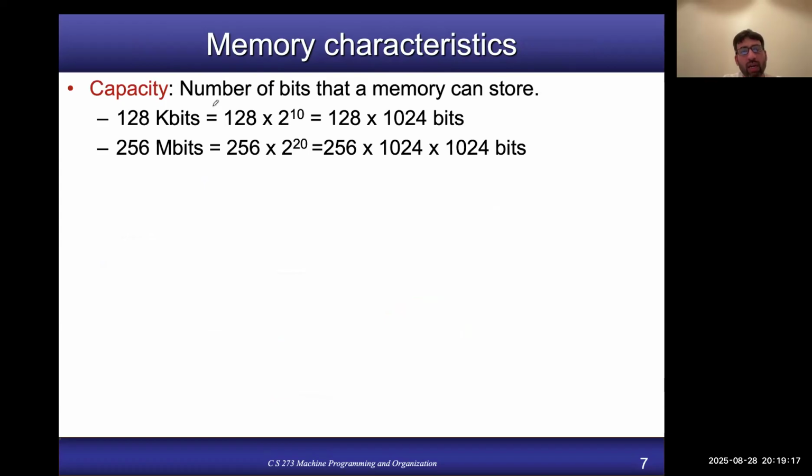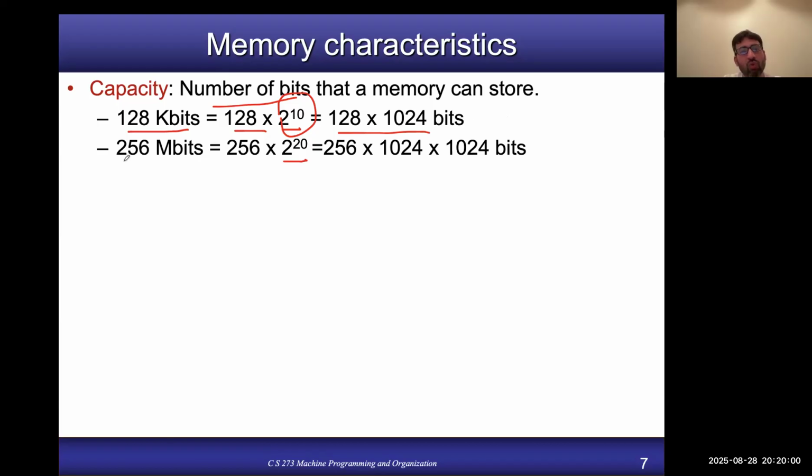Capacity is basically how many bits you can store in a memory chip. Number of bits, not number of bytes. Keep in mind that the capacity of memory is always given as number of bits. So if we say 128 kilobits, it basically means 128 times 2 raised to power 10, because 1 kilo is 2 raised to power 10, 1 mega is 2 raised to power 20, and after mega is giga, 2 raised to power 30, and so on. So 128 kilobits is 128 times 1024 bits. You can do the math and find the total capacity of your memory chip.